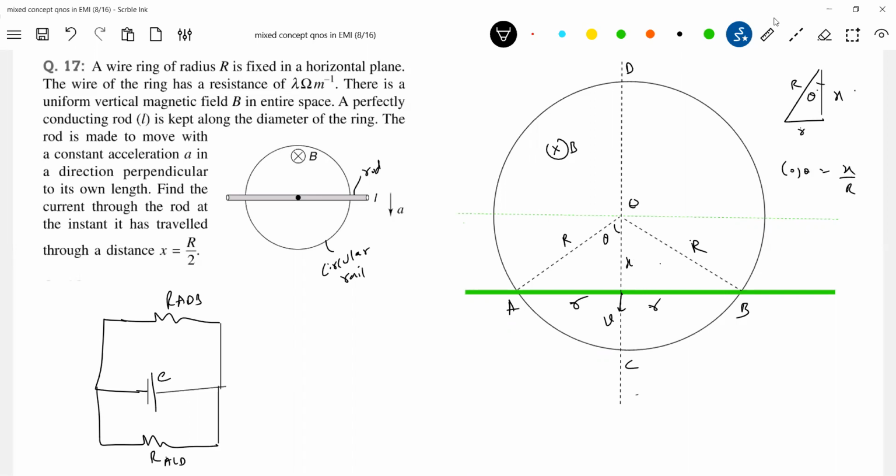Cos theta equals x by r, that is r by 2 by r. Theta will be 60 degrees. Now you know the length of the rod; in terms of r, you can bring it. So what is the EMF induced? E is equal to B V into AB. Calculate the length of the rod at this instant. Then calculate the EMF induced, and you can calculate the current in the circuit here. Can you work this out? It's very simple.